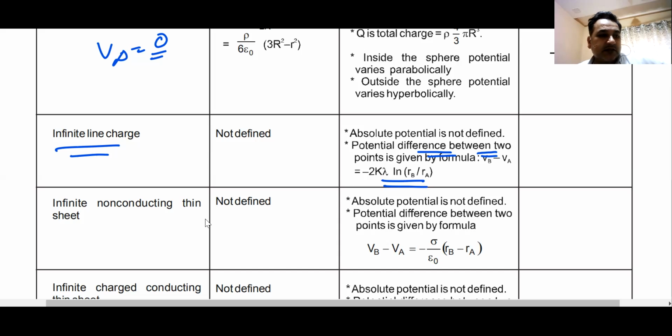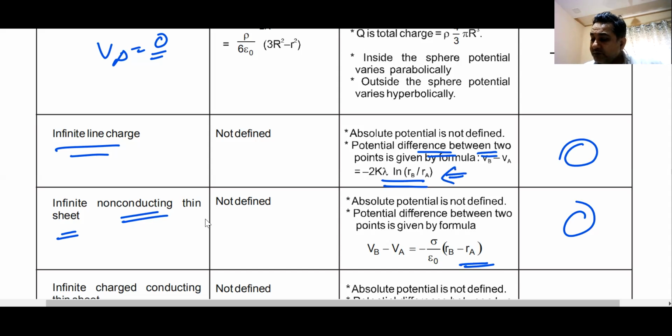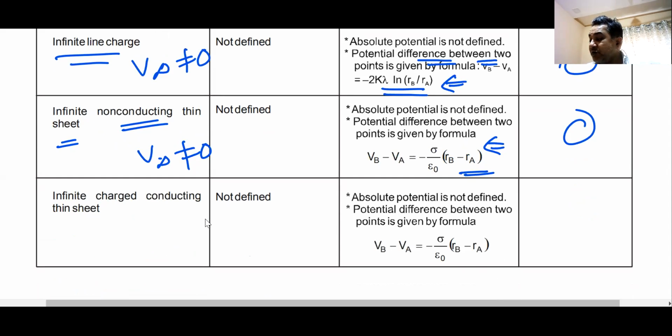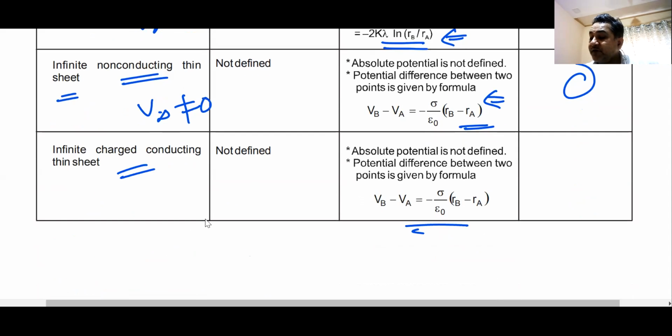You have to integrate electric field with dr. Infinite non-conducting sheet, again there is no diagram here. You can draw a diagram, not a problem, but the potential at infinity cannot be taken as zero, because you cannot have a point whose potential is zero, and therefore you can only find the potential difference between 2 points. Do we understand this? In the next class, we will be dealing with potentials and potential energies. If you can go through these diagrams, that will help us a lot.